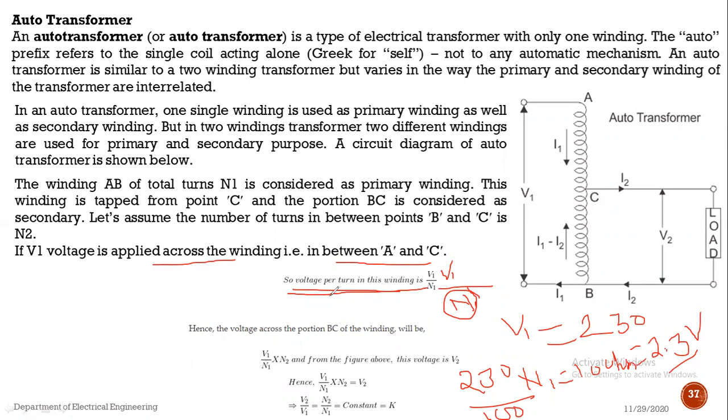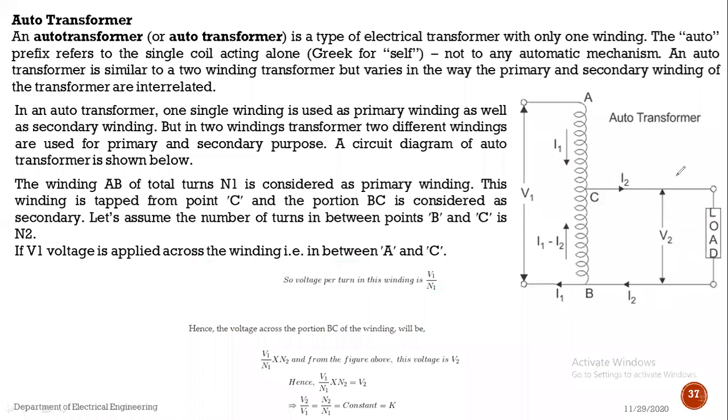Before discussing the equation, this is the transformer, that is the auto transformer. Compared to an ordinary transformer, is the copper winding requirement in this less or more? Whether it is less or greater.